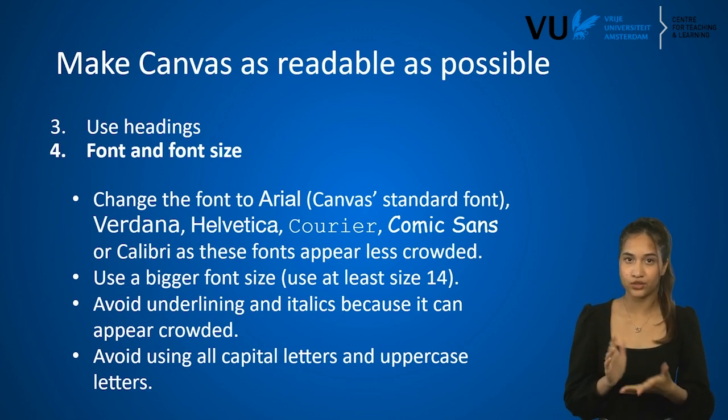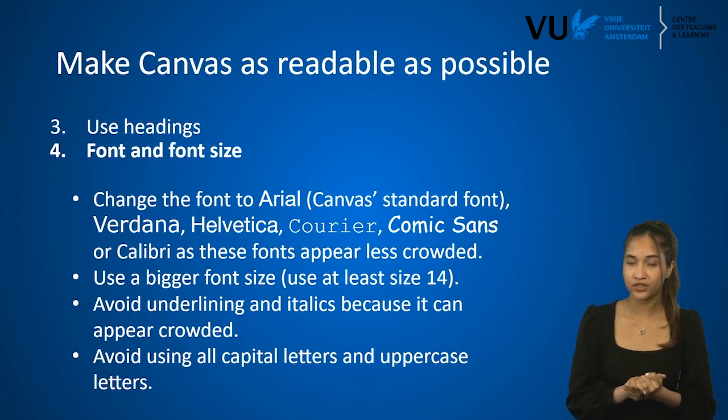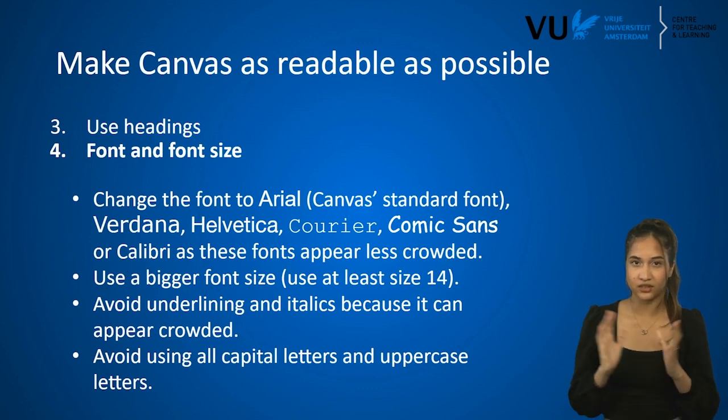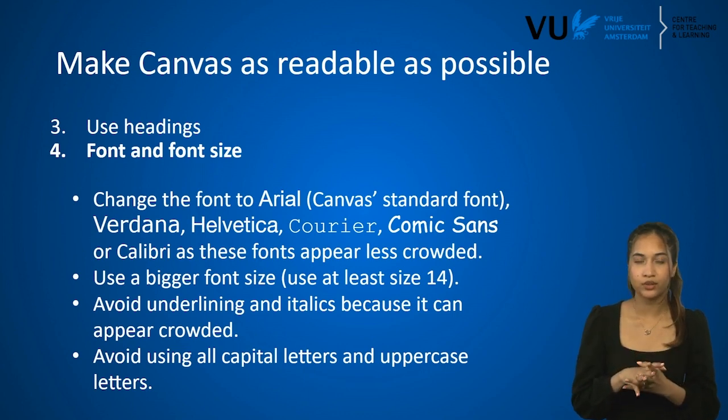So tip number 4 is to use a less crowded looking font and a bigger font size. Students with dyslexia often have difficulty reading, especially if the text appears crowded or small. To make reading more accessible for this group, you can change the font to Arial, that is Canvas's standard font, Verdana, Helvetica, Courier, Comic Sans, or Calibri, as they appear less crowded. Or you can use a bigger font size 14. Avoid underlining and italics because it can appear crowded, and also avoid using all capital letters and uppercase letters.